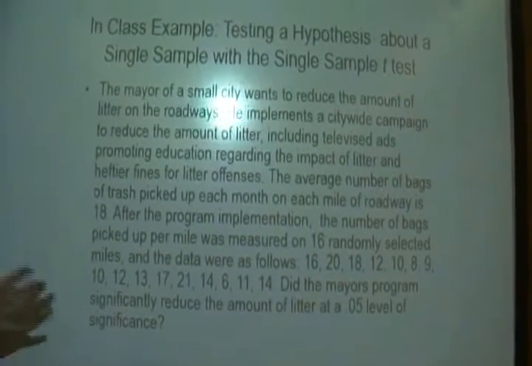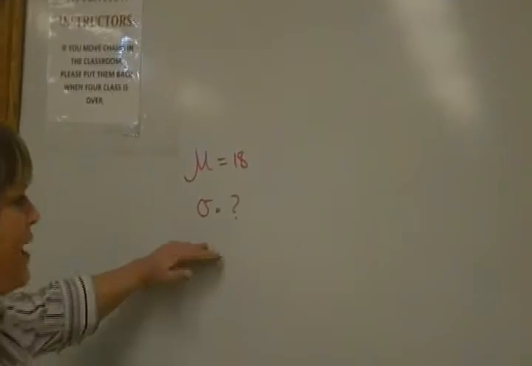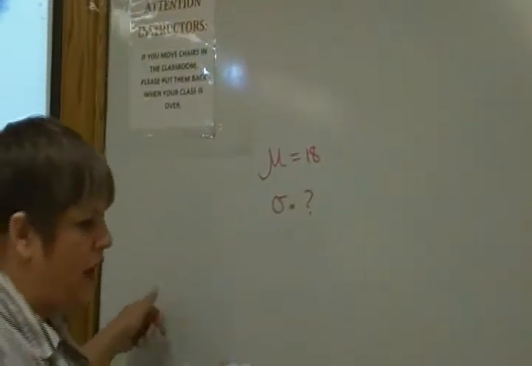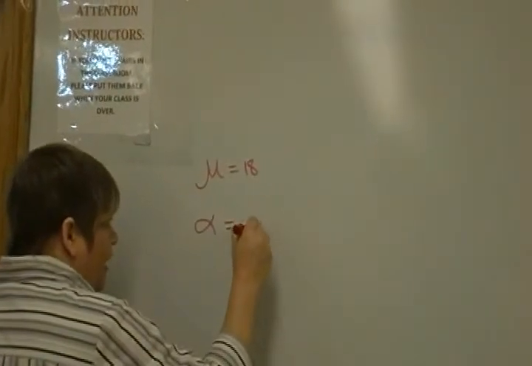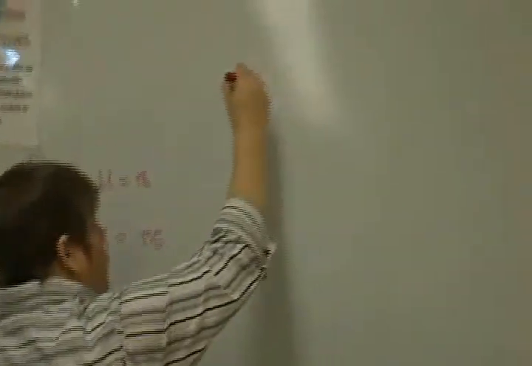Now here, our problem doesn't give us as much information. It gives us sample data. So we know that the mean for the population is 18, but we don't know what sigma is. Because we don't know what sigma is, we're going to have to estimate it using this sample data here, and we'll do it just like I demonstrated a minute ago on the board. The only other thing that our problem tells us is our alpha is 0.05. And it also clues us in as to what we should see in our hypothesis.